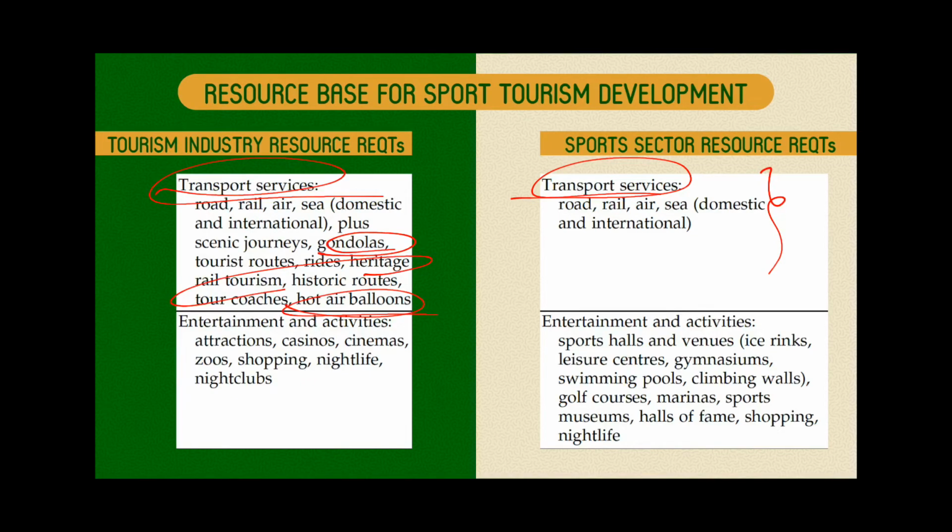And of course, for entertainment, we have attractions, casinos, cinemas, zoos, shopping, nightlife, and nightclubs for the general leisure tourism industry. But also, the tourism industry can help in expanding their available entertainment activities and attractions by including sport halls, venues, like ice rinks, leisure centers, gymnasiums, swimming pools, climbing walls, golf courses for golf tourism, marinas, sports museums, Hall of Fame, and shopping nightlife, which could also be part of the itinerary of sports tourists, both athletes and spectators.